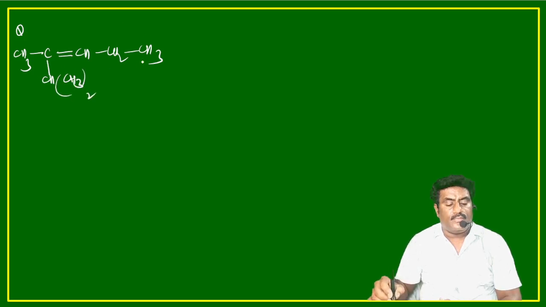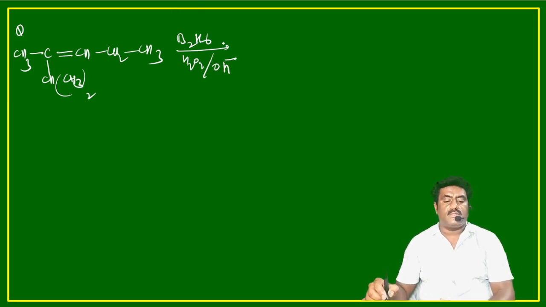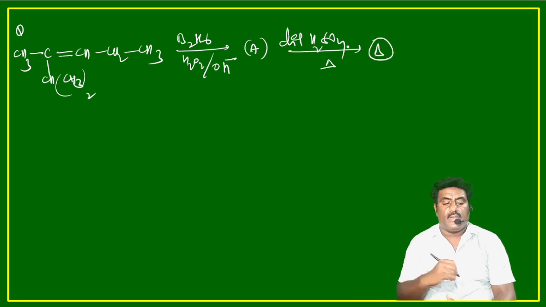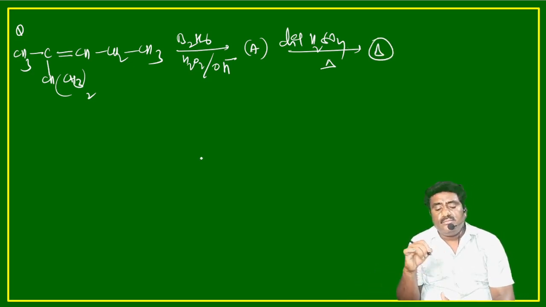I will look for the question. This is the previous question. The question is CH3 C double bond CH CH2 CH3 and CH(CH3)2 in presence of diborane B2H6 and H2O2 and OH minus. It gives A, and it is treated with dilute H2SO4 and heated, it gives B. First is diborane.